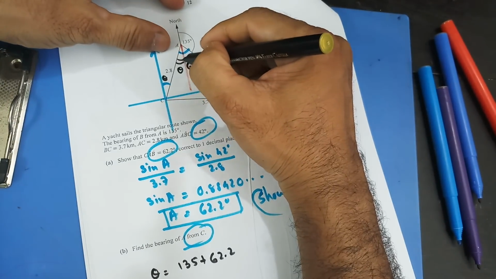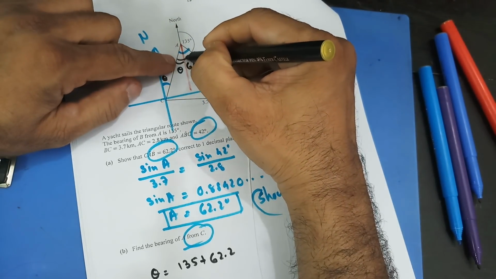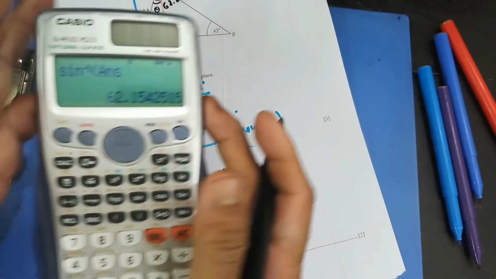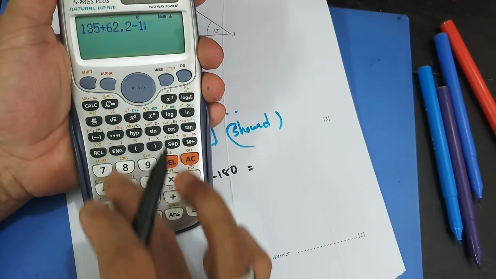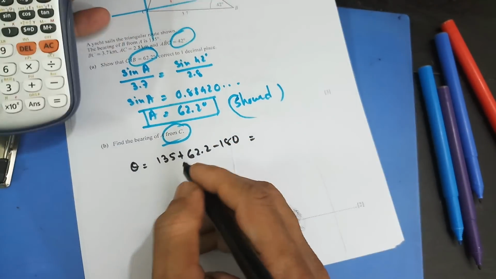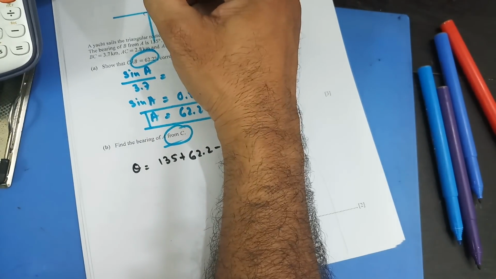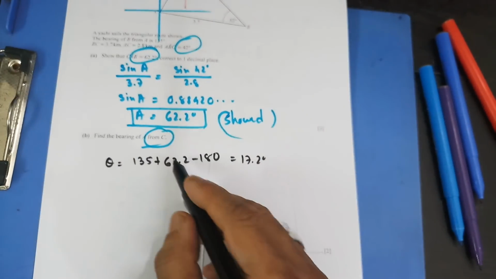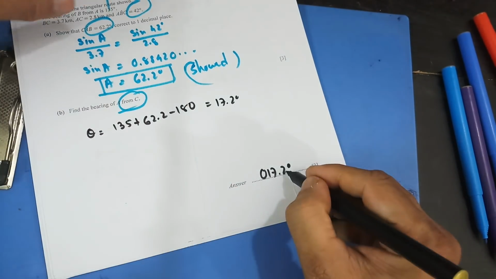135 and 62.2 give the whole angle over here. Now from that, if I subtract 180, I'm going to get theta. So it's going to be 135 plus 62.2 minus 180, and that's going to be 17.2 degrees. So this bearing is going to be 017.2 degrees. Okay, so that's done.